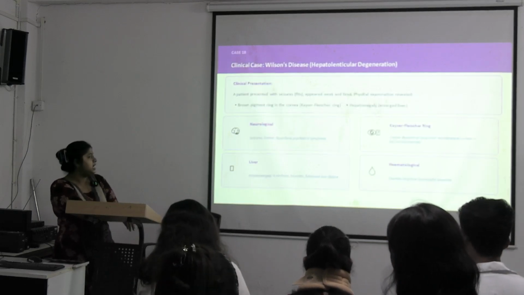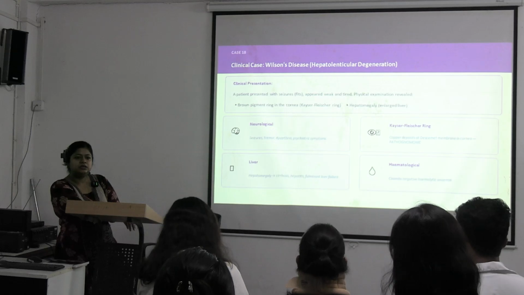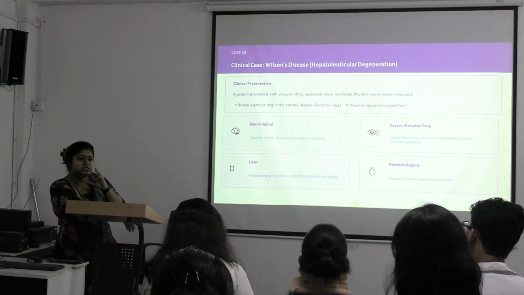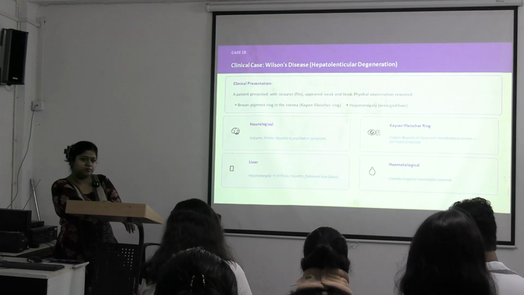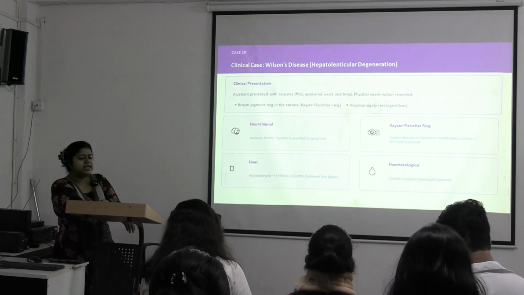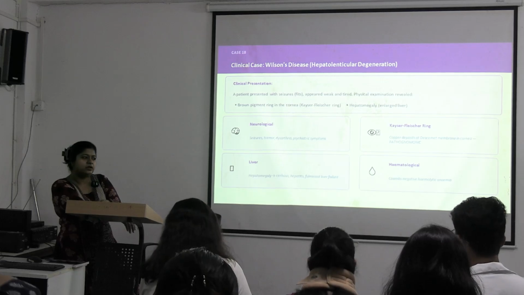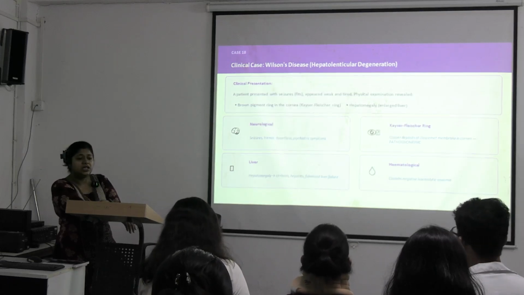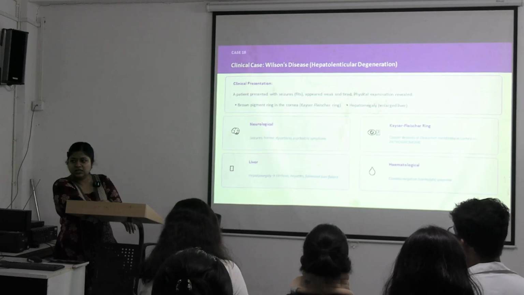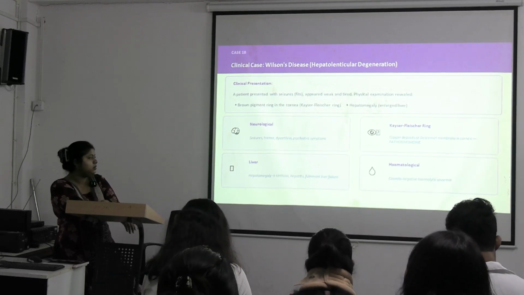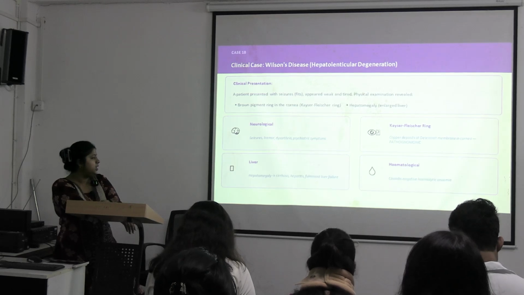Dysarthria means a problem in articulation, a speaking problem. He will be unable to speak properly. Other psychiatric symptoms like depression, psychosis, and irritability can be seen. And the Kayser-Fleischer ring is seen on slit lamp examination. Slit lamp examination of our cornea will find the Kayser-Fleischer ring.